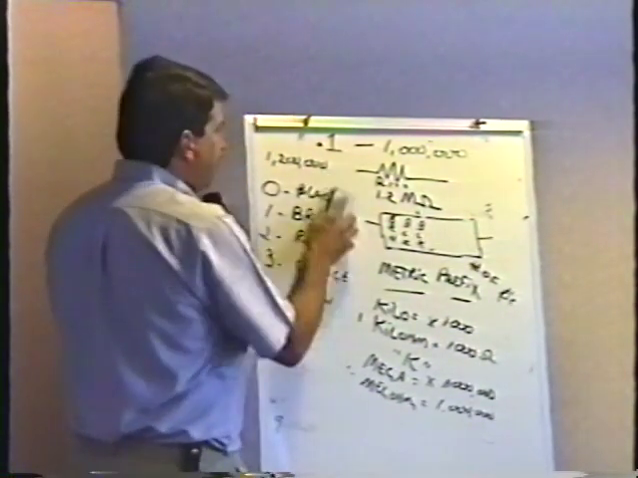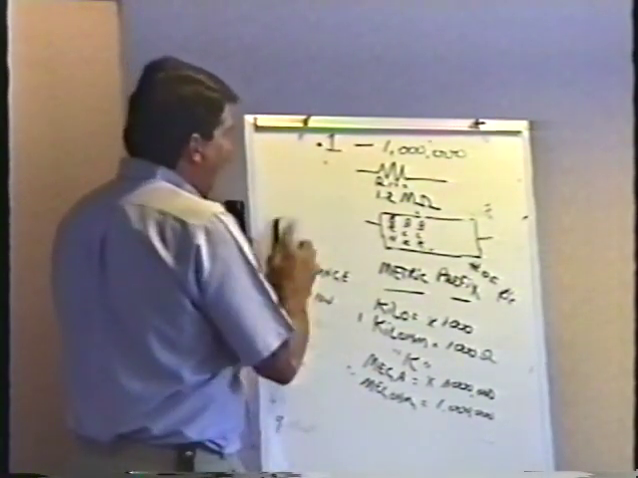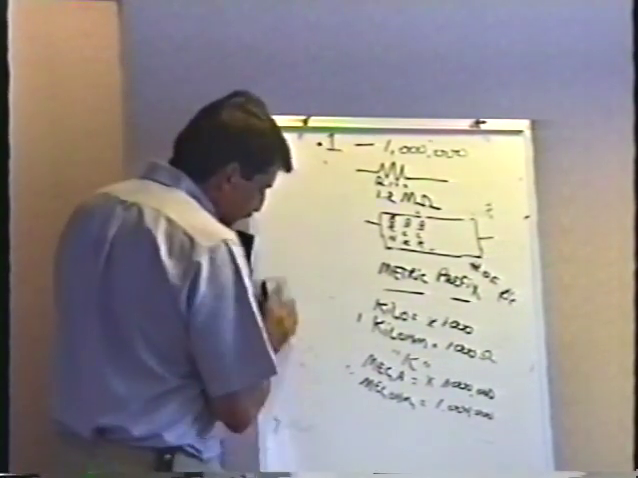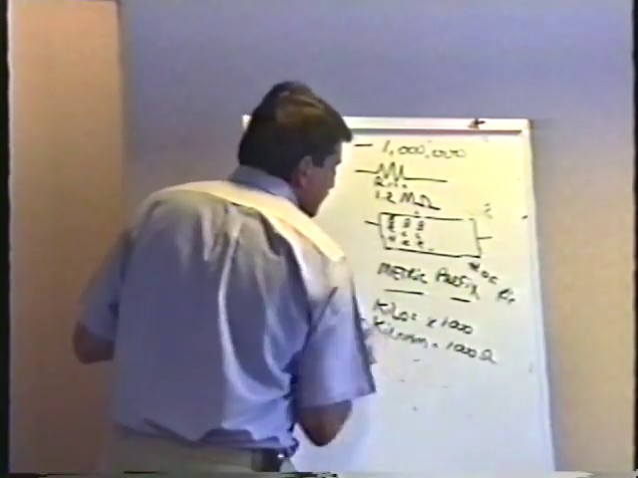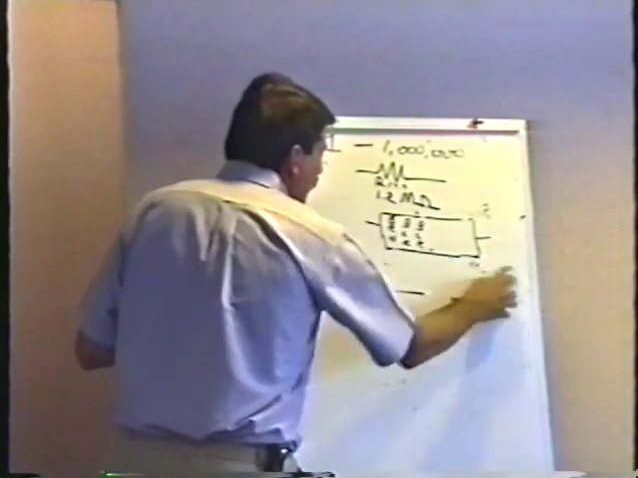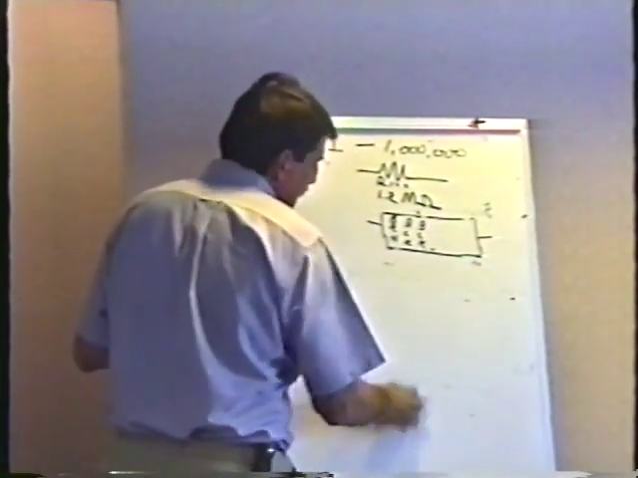Now, sometimes we have these itty-bitty resistors. We have these resistors that are in fractions of an ohm. For resistors that are 10 ohms or less, we have another way of denoting what the value is.